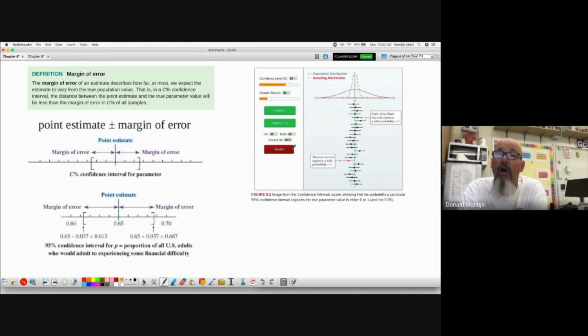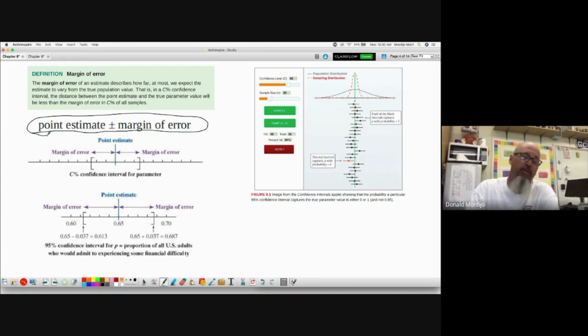And the more confident we are that we captured the true population parameter, the larger the margin of error is going to be. So remember what we said before, that every single confidence interval in the world was estimate plus or minus margin of error. That is the general format, whether it's for categorical or quantitative. It doesn't make any difference. The same form for every single confidence interval in the world. Estimate plus or minus margin of error.